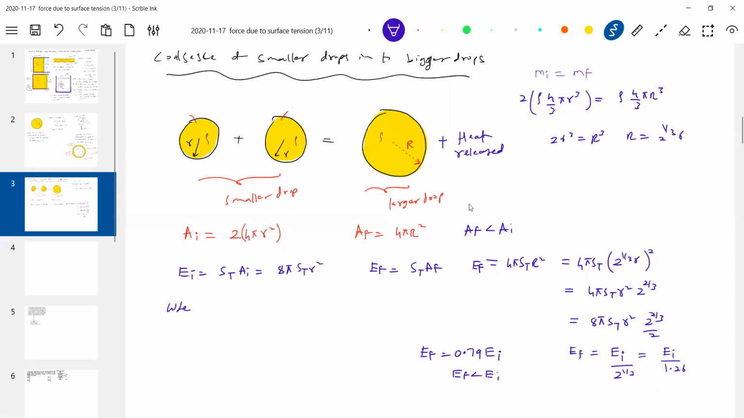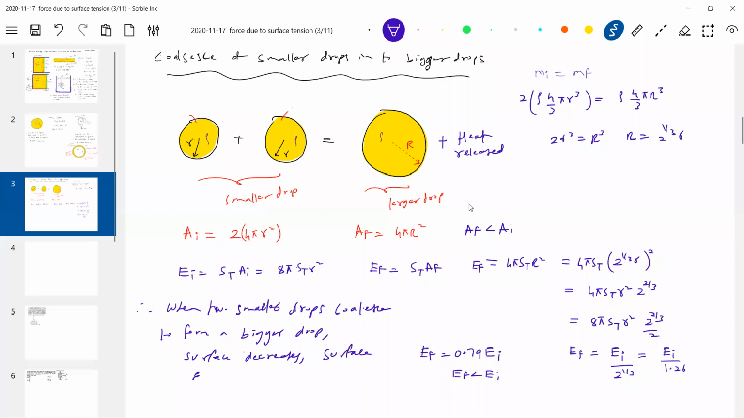This is the conclusion. When two smaller drops coalesce, surface area decreases, surface energy decreases, and hence heat is released. Better to say energy is released.